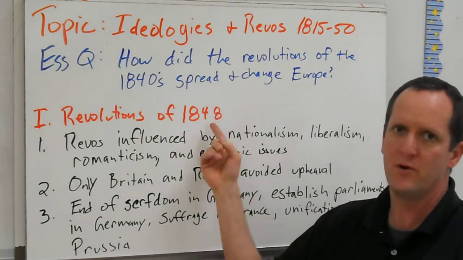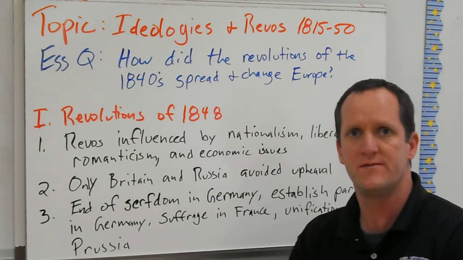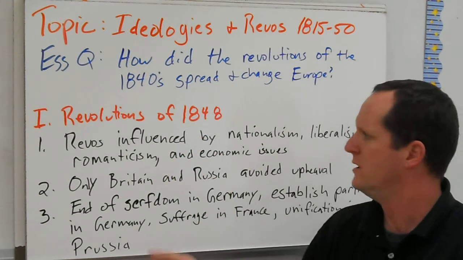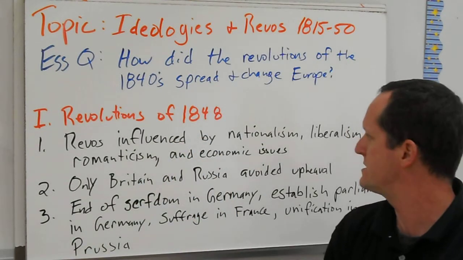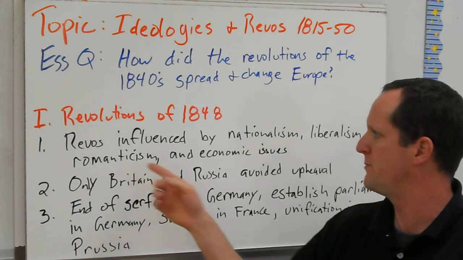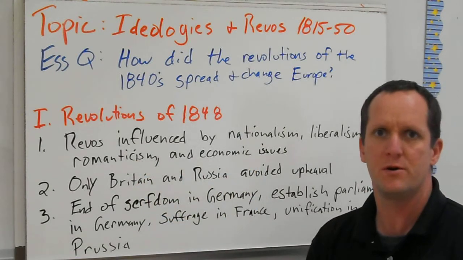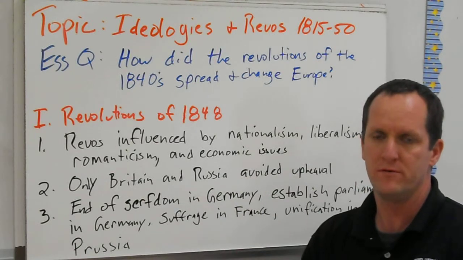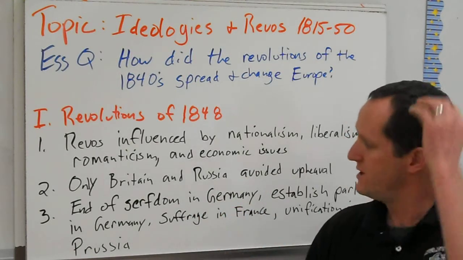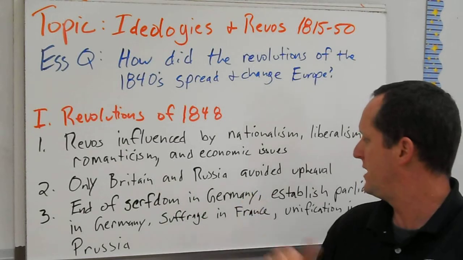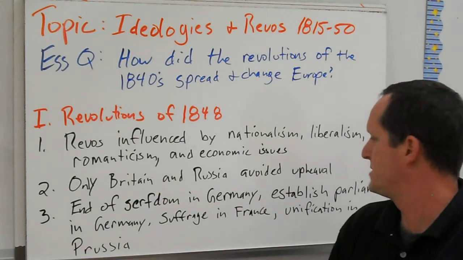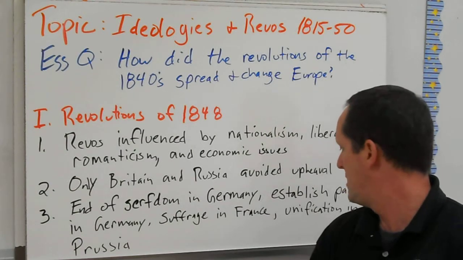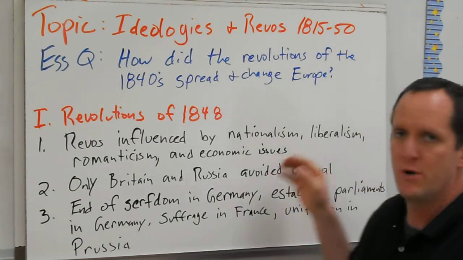Revolutions of 1848. So last time we talked about revolutions of 1830. Now we're talking about 1848, so a short time later. Revolutions influenced by nationalism, liberalism, romanticism, and the economic issues going around in Europe. Only Britain and Russia avoided upheaval, and for two different reasons. The end of serfdom in Germany, established parliaments in Germany, suffrage in France, and unification in Prussia.